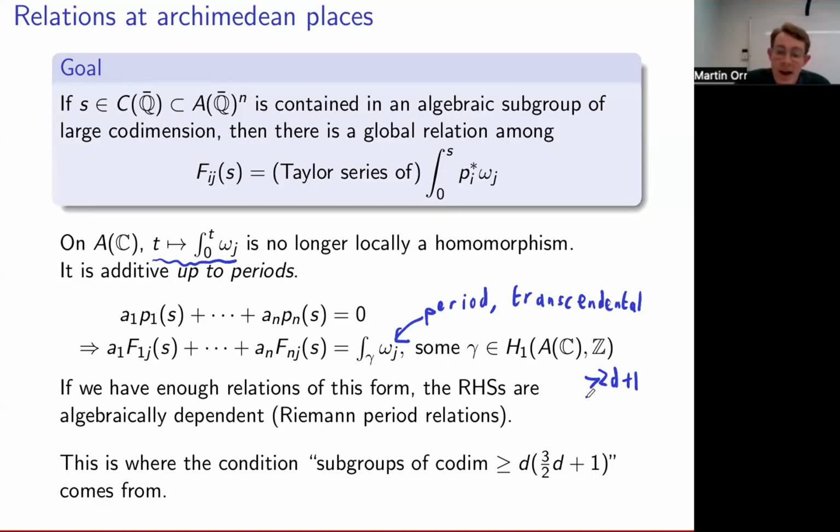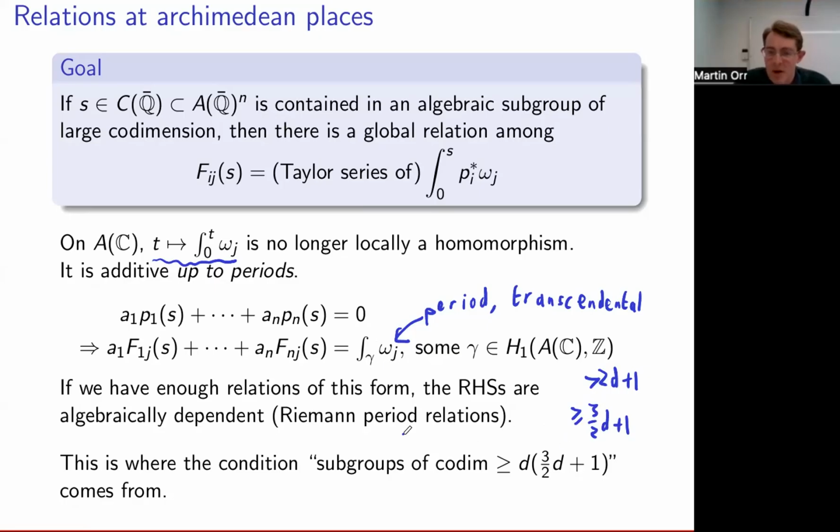Sorry, if there are at least 3 halves D plus 1 of these relations, then you have to do something cleverer. You don't get linear dependence, you just get an algebraic dependence. So you have to combine them in a fancier way. But again, you can ultimately end up with some polynomial in F_ij evaluated as equal to 0. And that's what we want to apply the Bombieri and André theorem to.